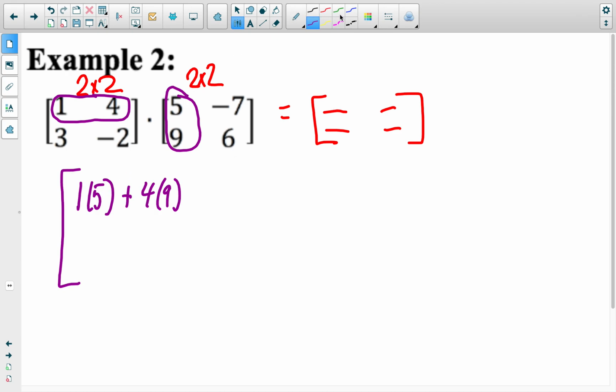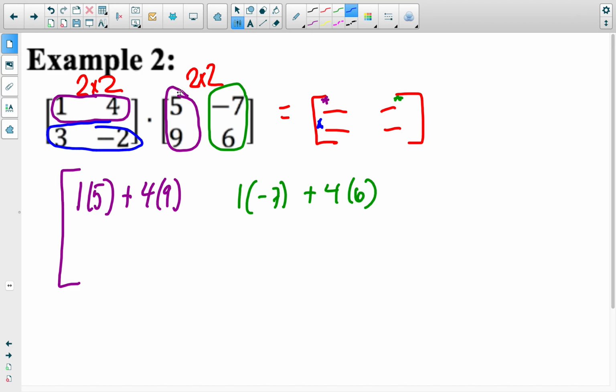All right, and then let's keep going. I'm going to write a little star here. To get this top right number, we'll take our top row times our right column. So 1 times -7, we're going to add it to 4 times 6. And then to get this bottom left number in the matrix, we're going to take our bottom row, again, times our first column.